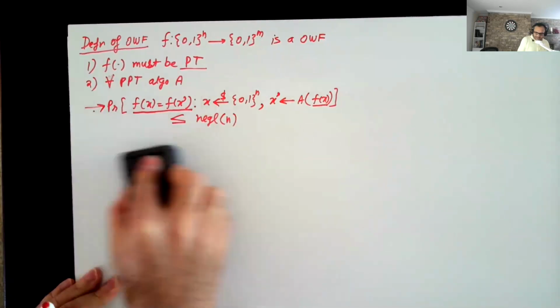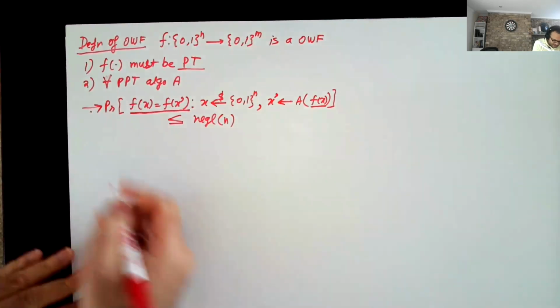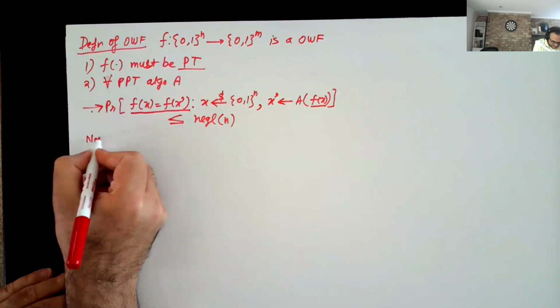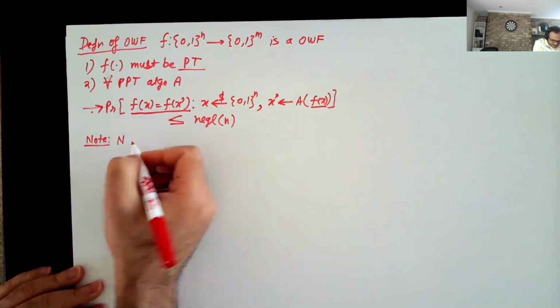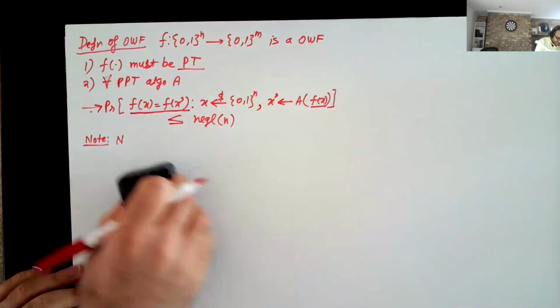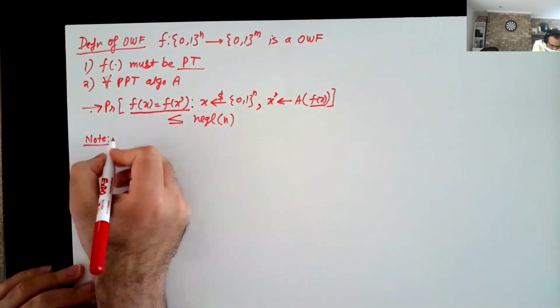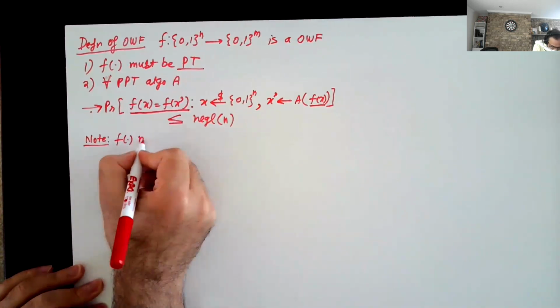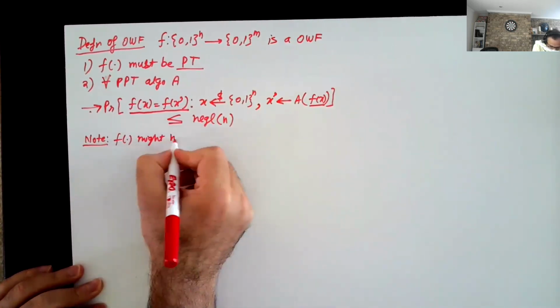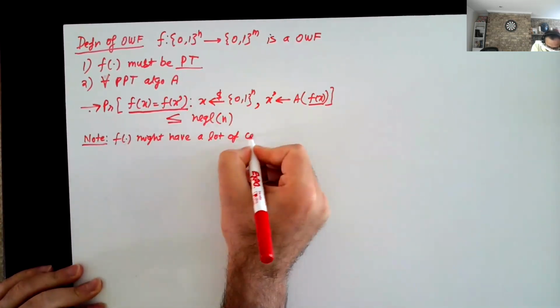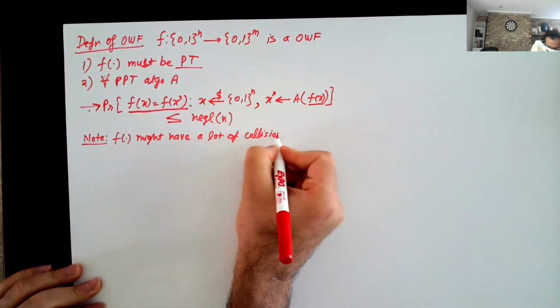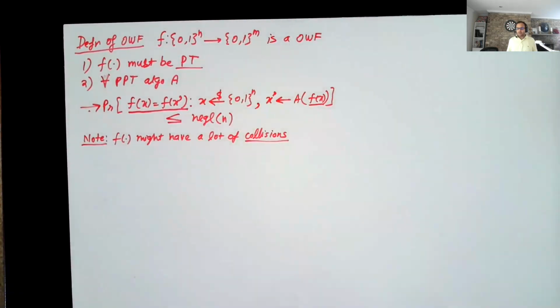So that's why we will get rid of this and we will just make a note that F might have a lot of collisions. What is a collision? A collision happens when two different inputs are mapped to the same output.